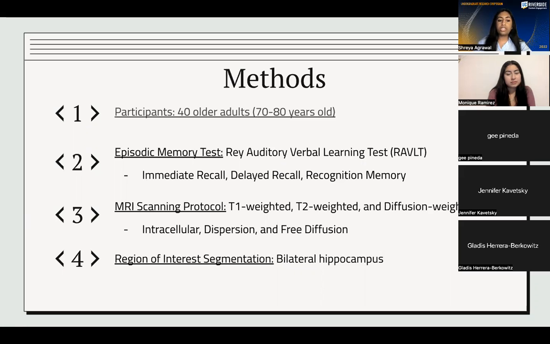So we gained 3 different types of MRI images. The first one was the T1 weighted image. The second one was the T2 weighted image. And then we also got the diffusion weighted images. The T1 and T2 weighted images were used to generate the myelin map. And then the diffusion weighted image was used to extract our NODDI metrics in order to look at the intracellular dispersion and free diffusion within the brain. And then the last part of our methods was to actually segment the region that we were interested in, which is the bilateral hippocampus. So we were able to zone in and gather all of our data specifically for the hippocampus instead of just the whole brain.